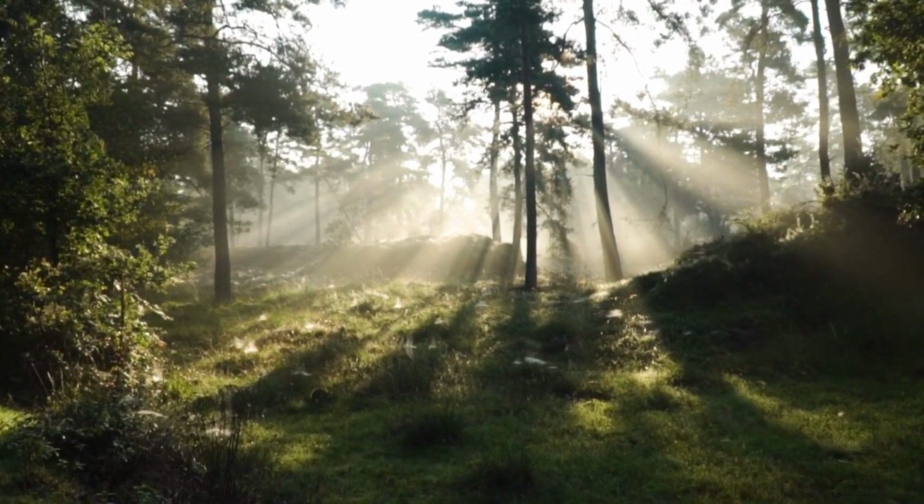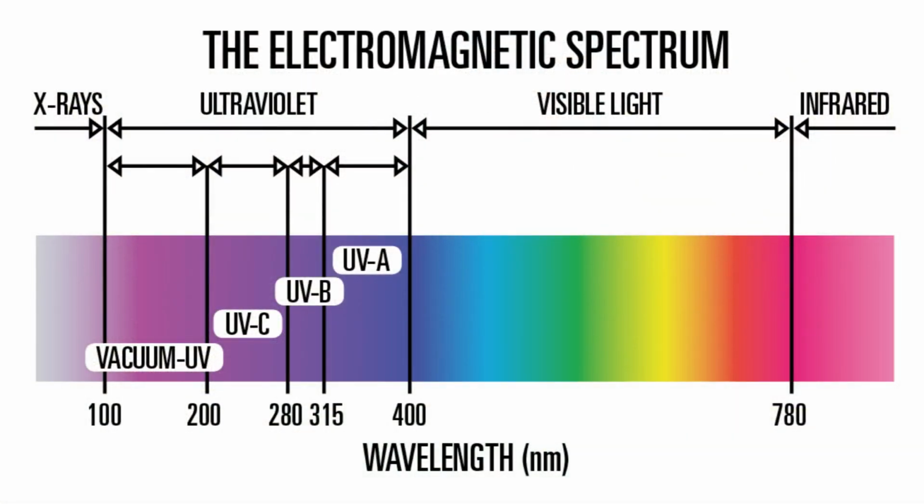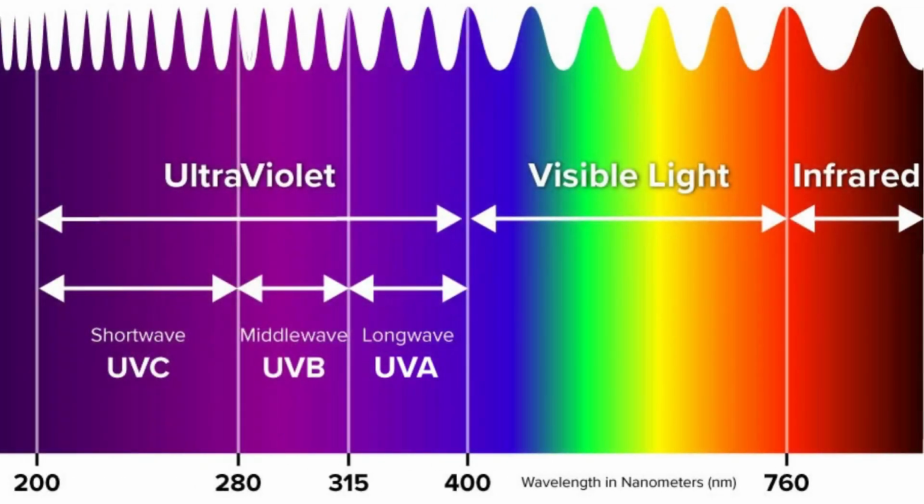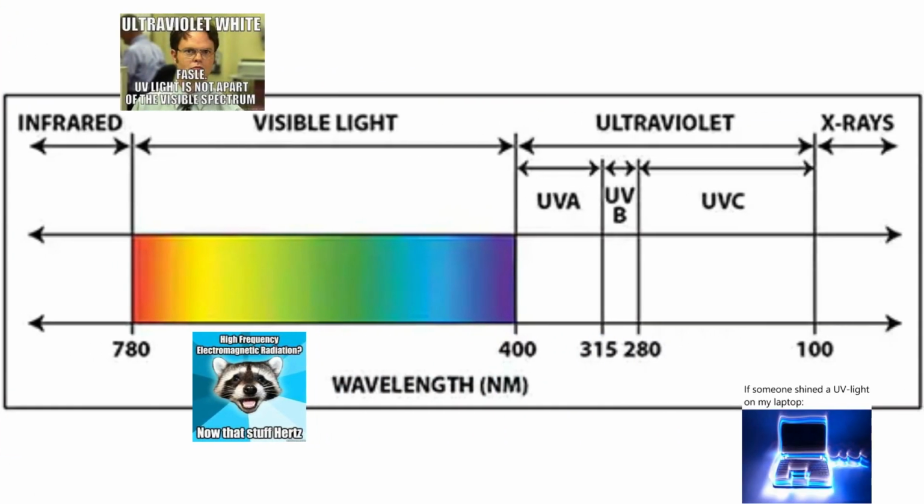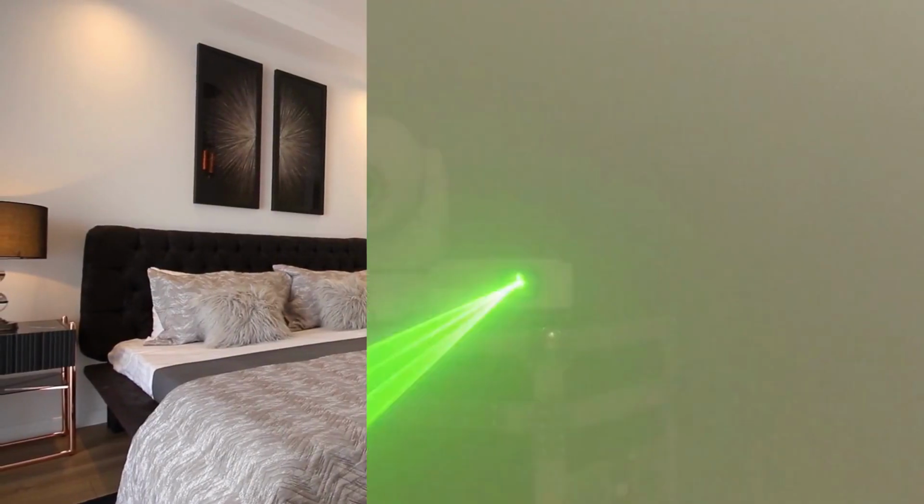Ultraviolet light, UV, is a type of electromagnetic radiation characterized by its wavelength, which ranges from approximately 100 to 400 nanometers. UV radiation is present in sunlight, and it can also be generated artificially by various sources such as lamps and lasers.